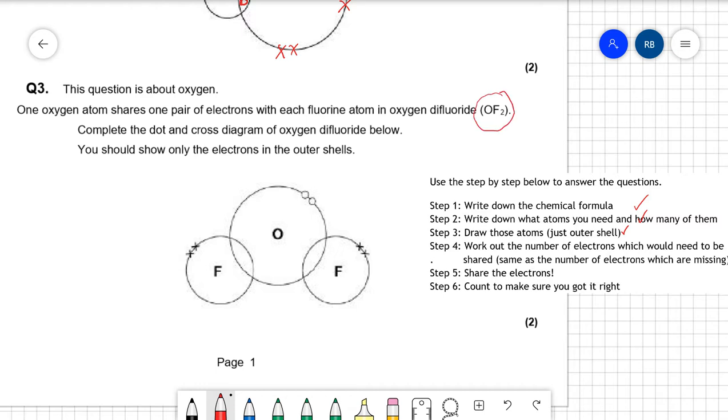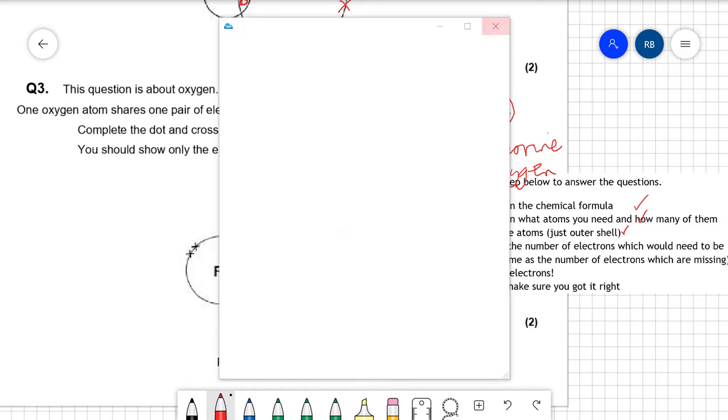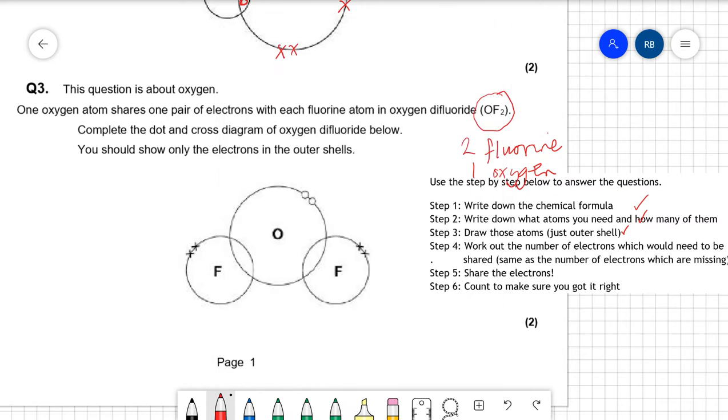We've got oxygen difluoride. We're going to need 2 fluorine atoms and 1 oxygen. We didn't need to work that out because it's shown in the picture. However, what are we going to do? Let's start with the fluorines. If you look in your periodic table, you will see this for fluorine. This atomic number is the one we want. This tells us it has 9 electrons, and they will be arranged in the shells in the structure 2, then 7.